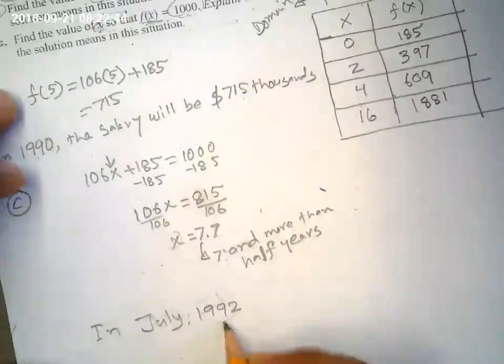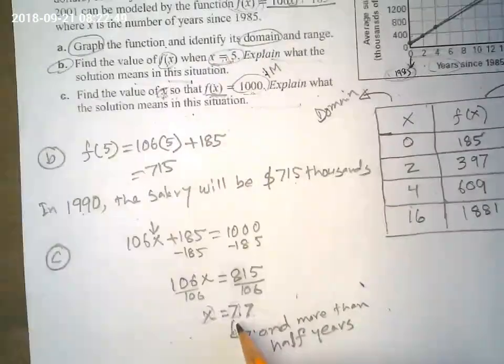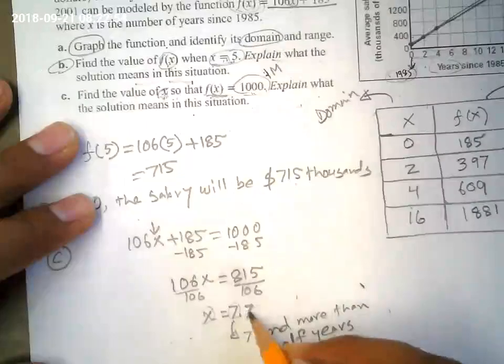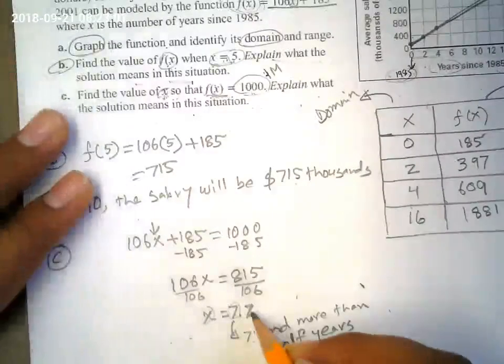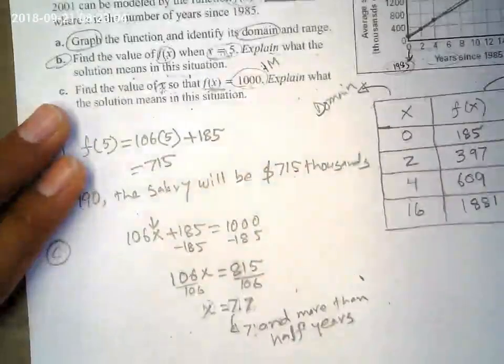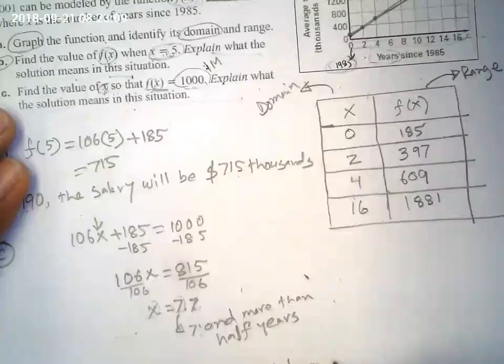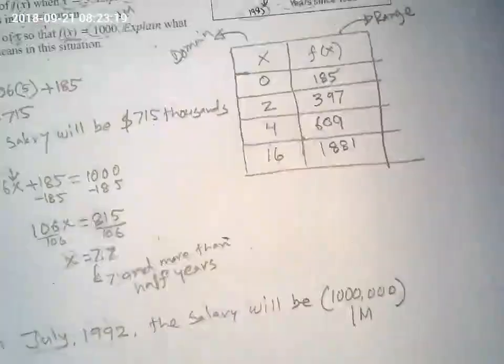How do I get 1992? Well, starting from 1985, 7 years, which is 1992, and July, how do I know July? Because more than half of the year is June. Then I add one more because it's more than half. July 1992. The salary will be 1 million, which is 1,000 thousand, right? Which is 1 million actually. I hope this makes sense.